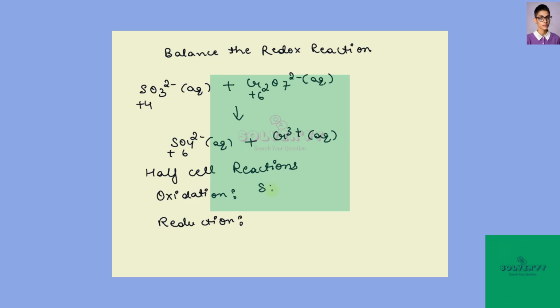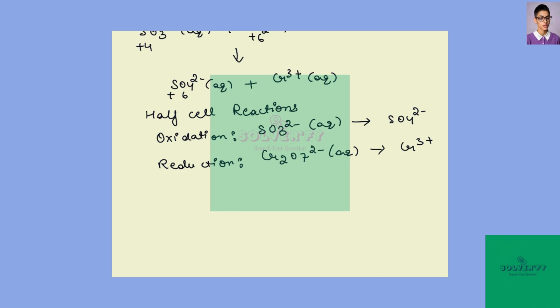So now SO3 2- is converted into SO4 2-, that is, +4 changes to +6, so here the oxidation occurs. And now Cr2O7 2- is converted into Cr3+, that is +6 to +3, a decrease in the oxidation state. Now we get the two half cell reactions.